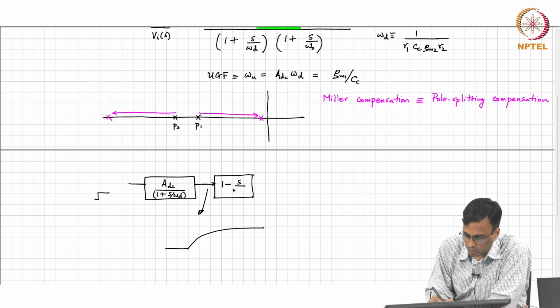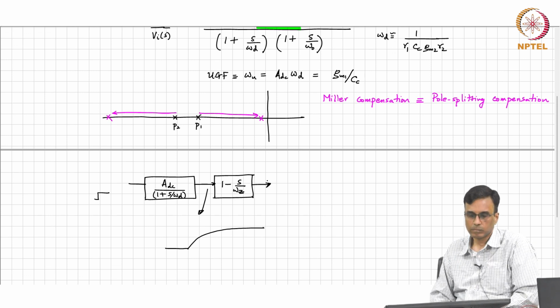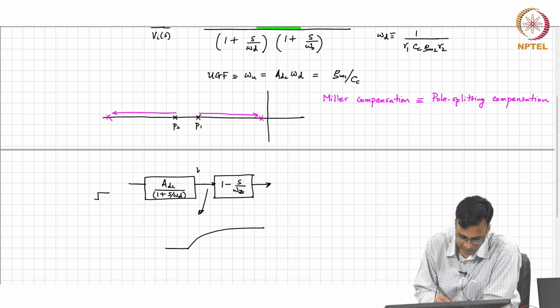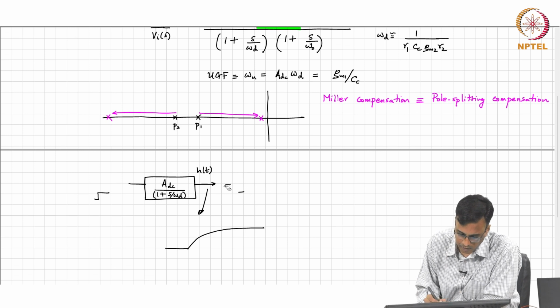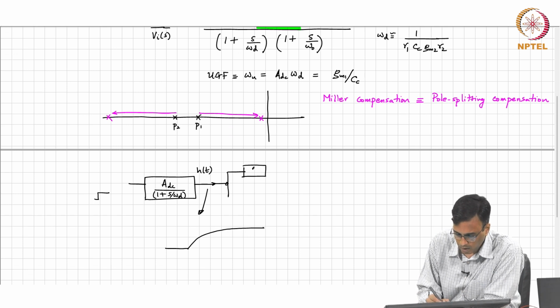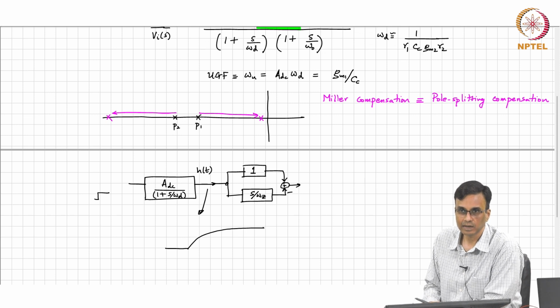Okay. Now, if I add a right half plane 0, how will this look in the time domain? Let's call this h of t, right. So, this has got two components. I will write this 1 minus s by omega z as 1, and s over omega z, and there is subtraction here, correct.